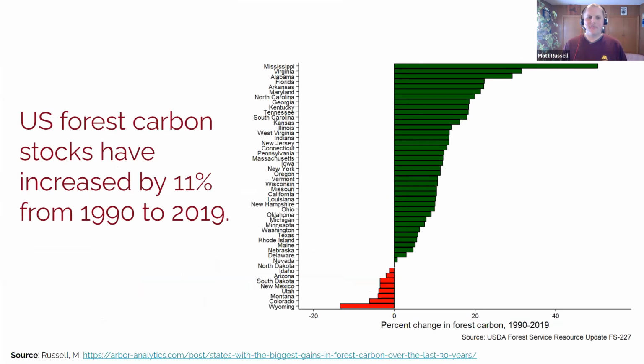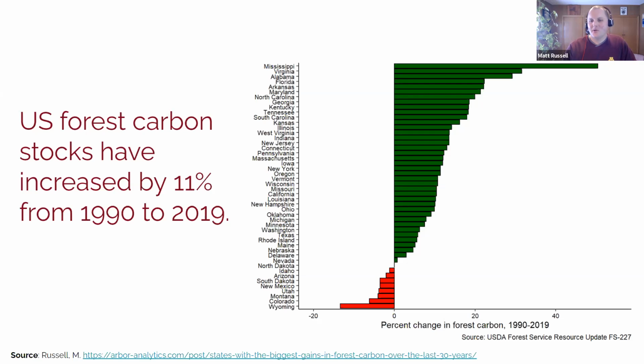And so this is a graph that looks at some of the recent FIA data that they've compiled for each of the different states and quantifies how much carbon has moved in the last almost 3 decades. On the whole, we have more carbon in our forests than we did in 1990, about 11% more, but that depends on the state that you're in.